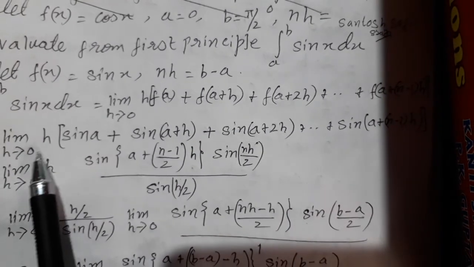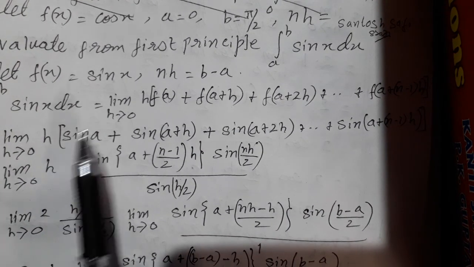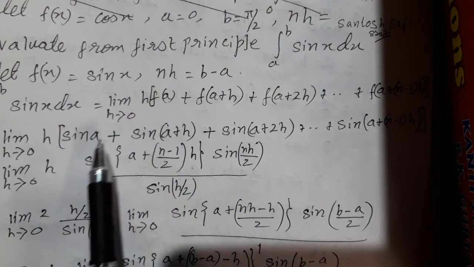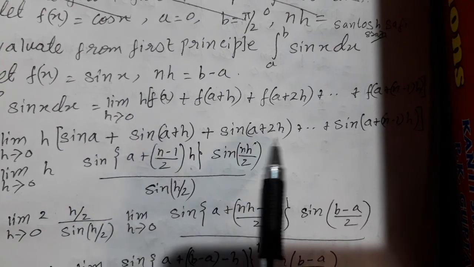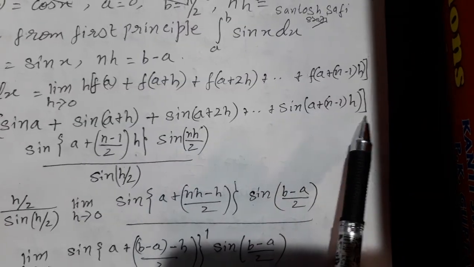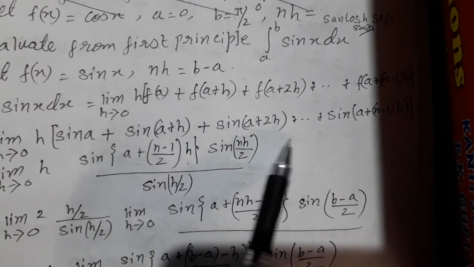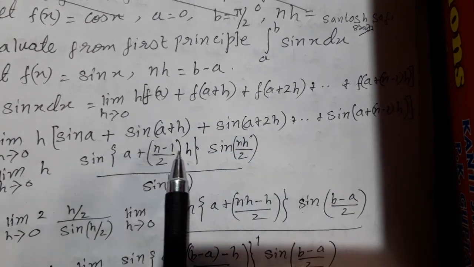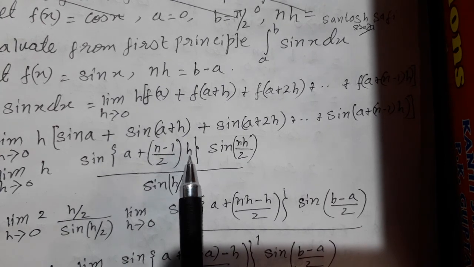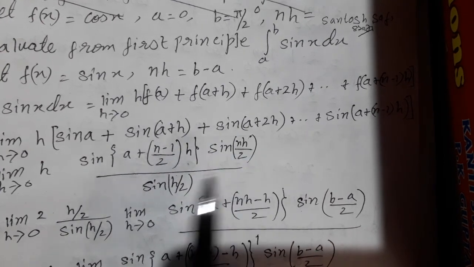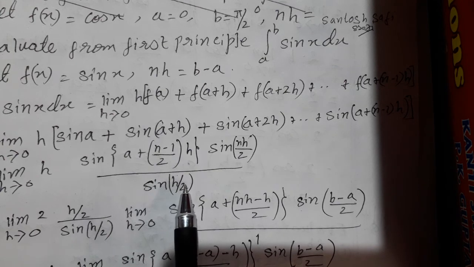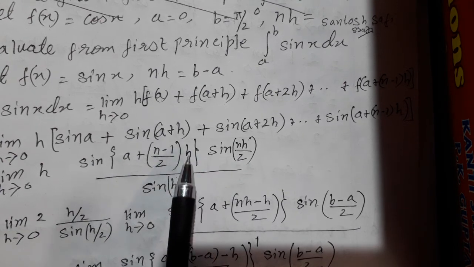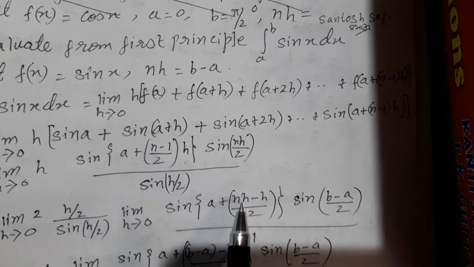So in the limit as h tends to 0, in place of x we put a, and we get sine(a+h) plus sine(a+2h) till sine(a+(n-1)h). We have this formula for the sum of these terms: sine(a + (n-1)h/2) times sine(nh/2) divided by sine(h/2). So we multiply this h inside, and we get nh.